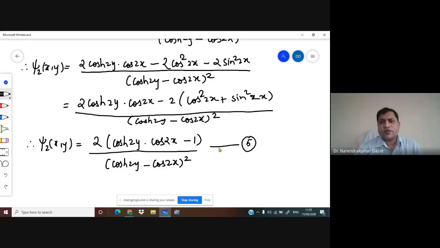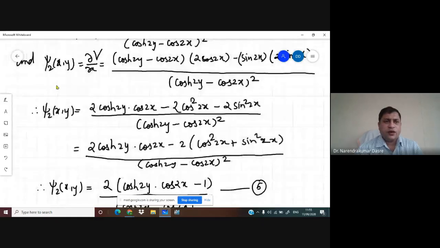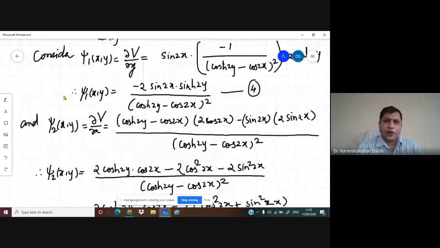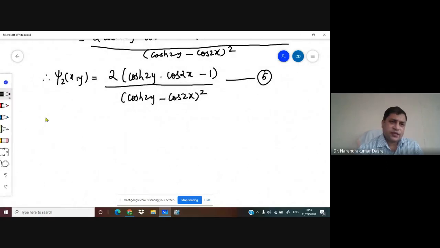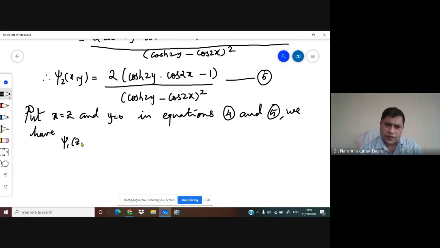So we have psi 2 of x,y is equal to twice hyperbolic cos of 2y into cos of 2x minus 2 cos square 2x minus 2 sine square 2x, on (hyperbolic cos of 2y minus cos of 2x) whole square. So this is 2 hyperbolic cos of 2y into cos of 2x minus 2 times (cos square 2x plus sine square 2x).